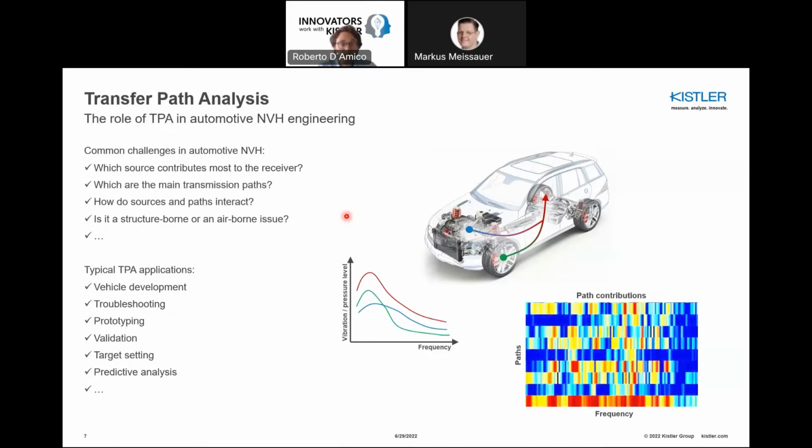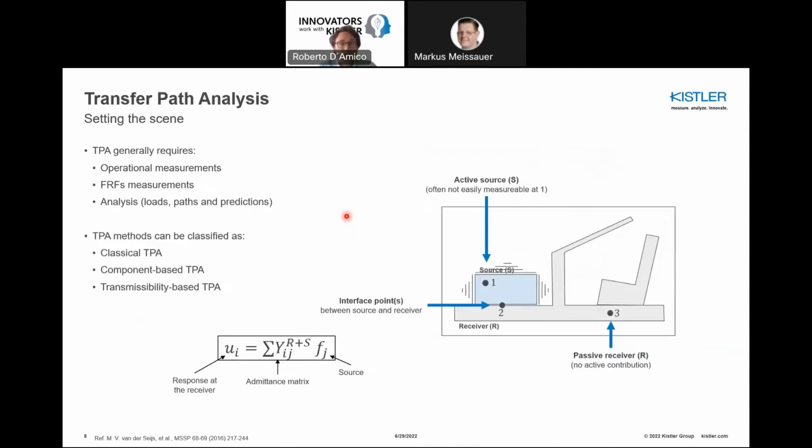So having said that, let's set the scene and let's introduce the key players of TPA. So when it comes to a TPA problem, like in this case, we have a simple car with an engine. You will have an active source, which in this case is the engine.